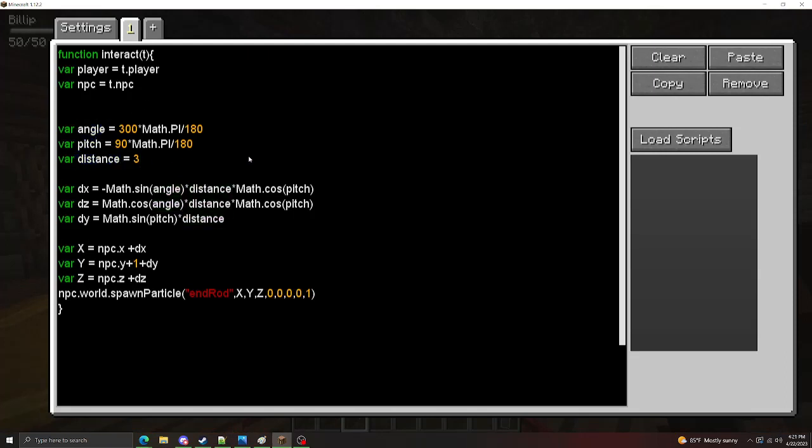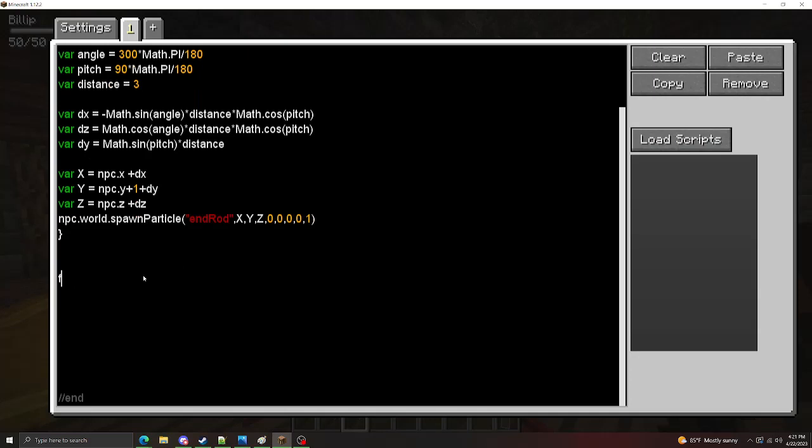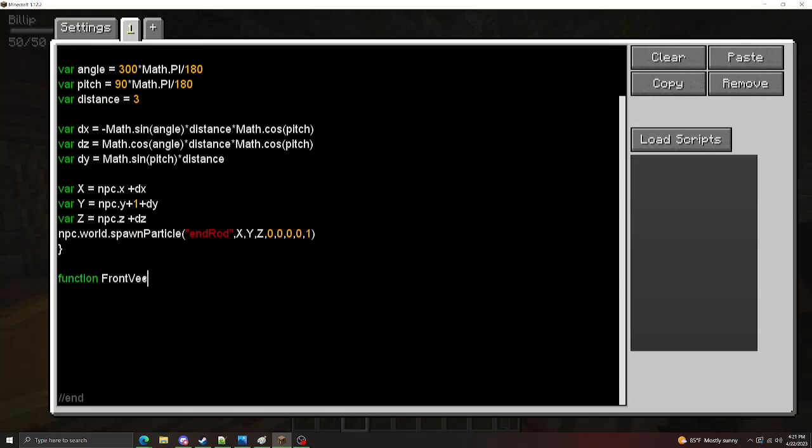Now we have this math. The next step is we're going to turn it into a function. We'll use dr for the angle here. We'll use dp for the pitch, and then we'll just use distance for the distance.